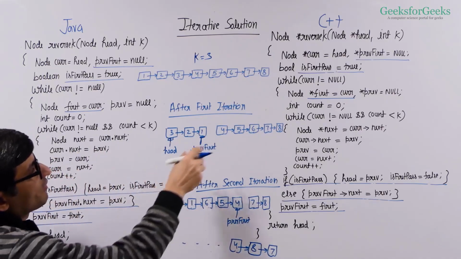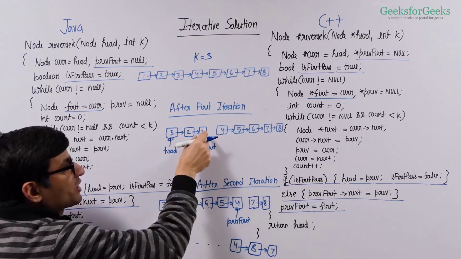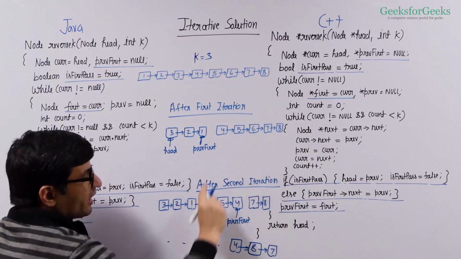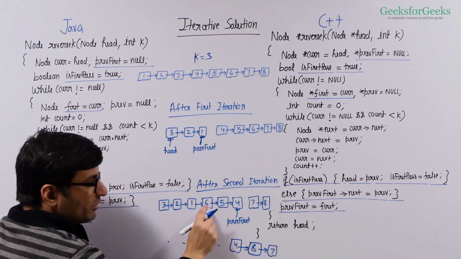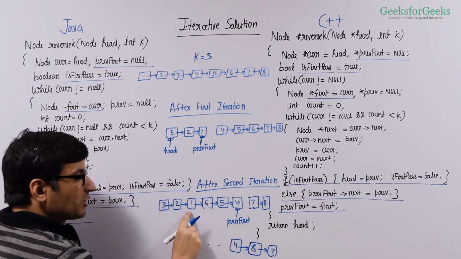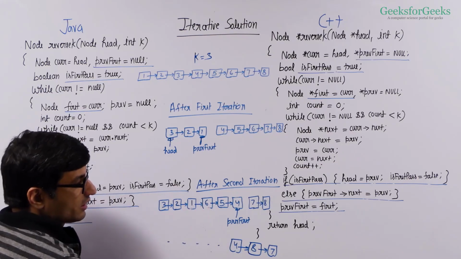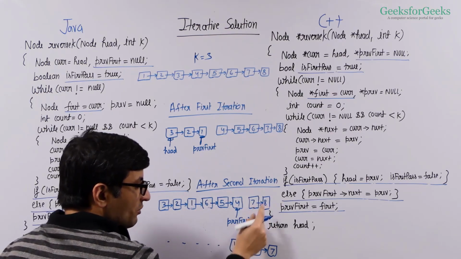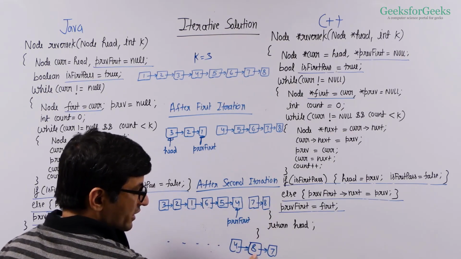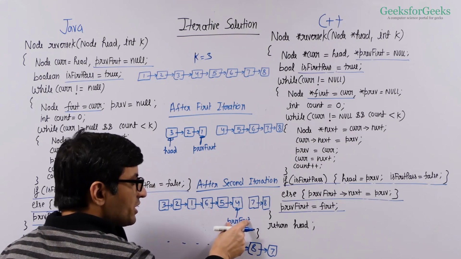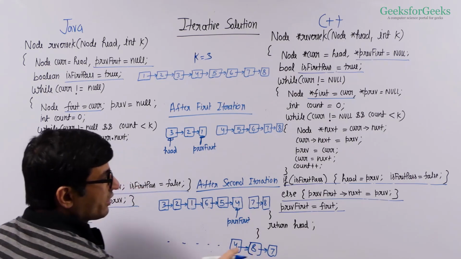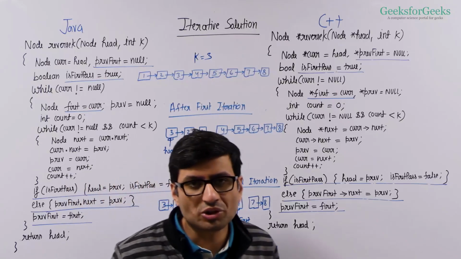For example, for this pass, previous first was 1. We connected the head after reversing. After reversing, we have head always in the previous. So we made 1 next equal to 6. And after we reverse this, we had in the previous 6, 8, and we connected previous first next equal to head. So this is how this iterative solution works.